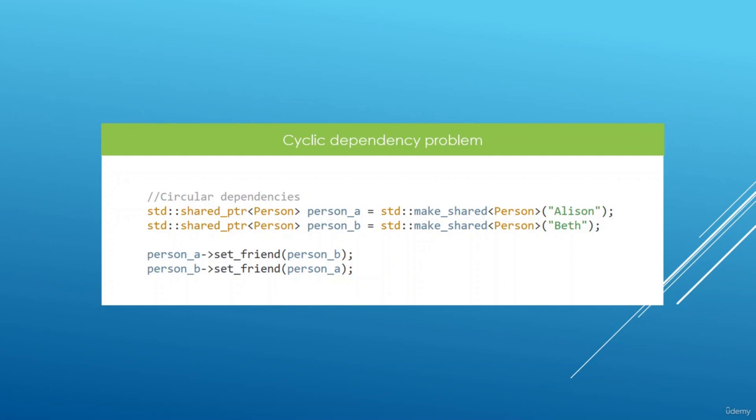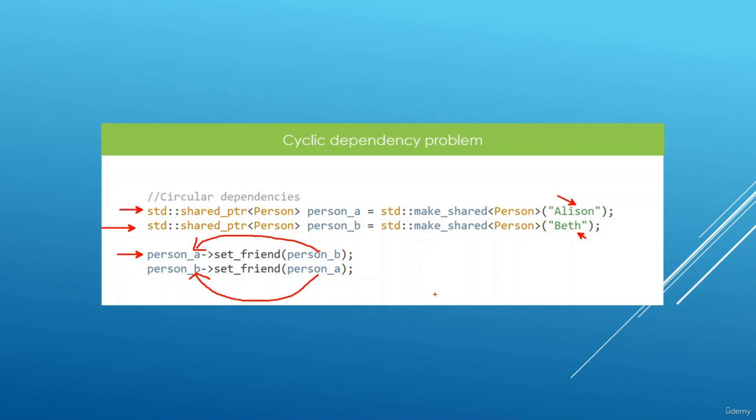So we can create the first object to be person A. It is what you see here. And we're going to use std::make_shared to allocate space on the heap. The name is going to be Allison. And we're going to create a second person object, which is going to be person B. The name is going to be Beth, as you see here. And then we are going to set person B to be the friend of person A, as you see here. And we're going to set up person A to be the friend of person B. So this is the setup we do.